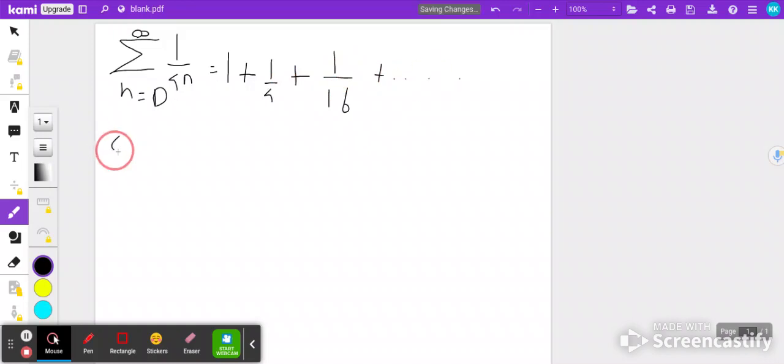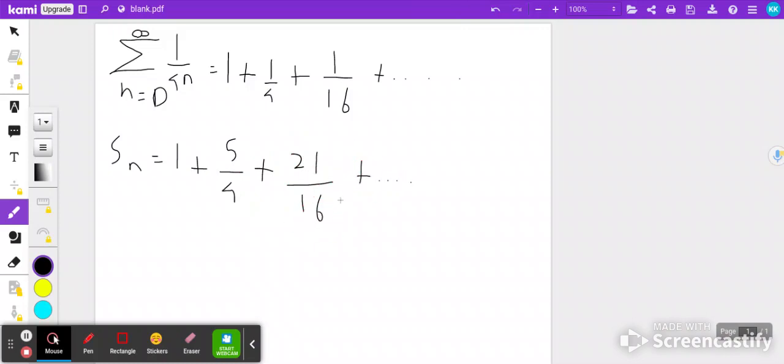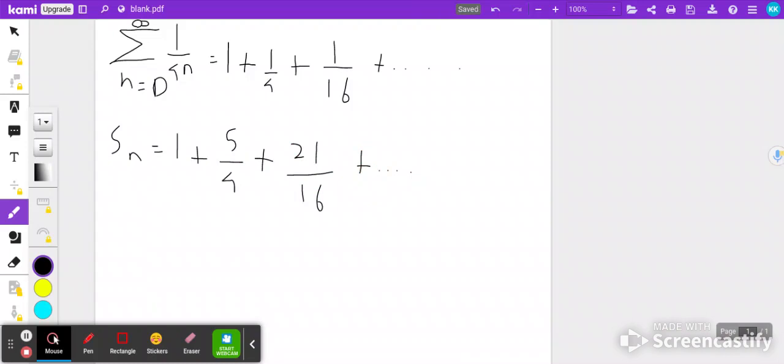By writing a partial sum, which I'll call Sn, we take the first number, 1. Then plus 1/4: 1 plus 1/4 is 5/4. And then 5/4 plus 1/16 is 21/16, and so on. Now we can see a pattern. What we want to find is a formula for the nth partial sum, which we can then take the limit of.